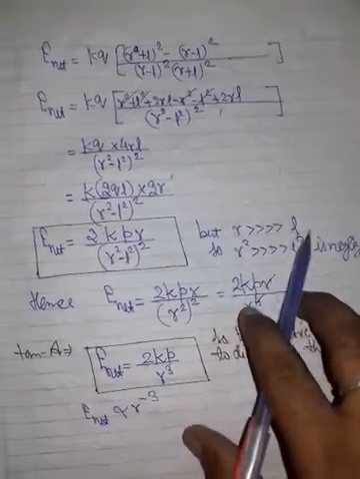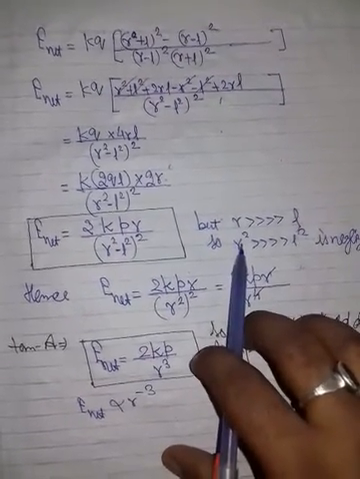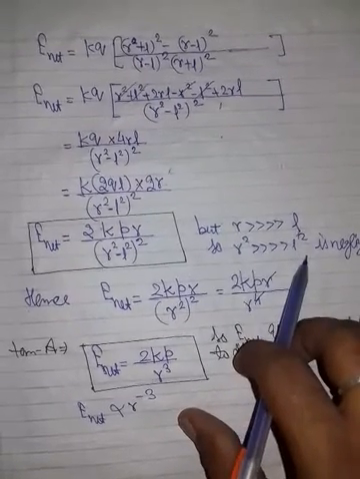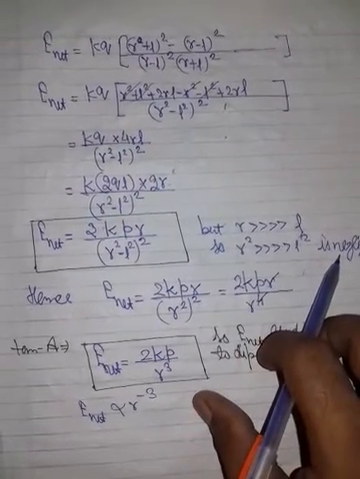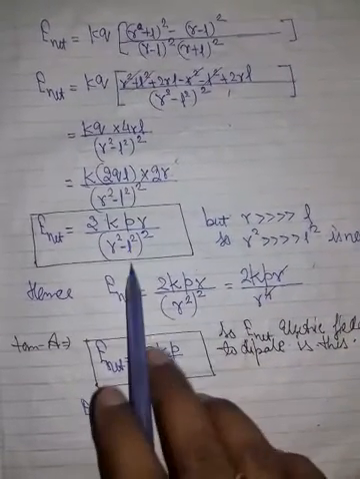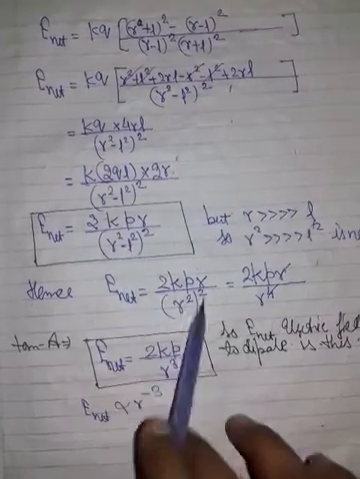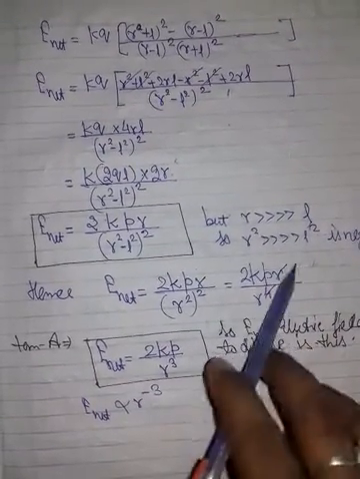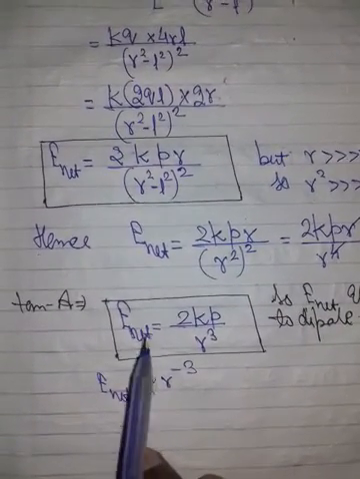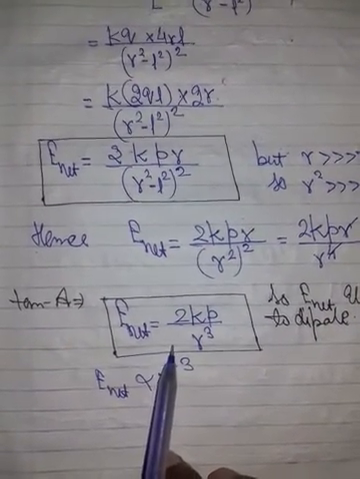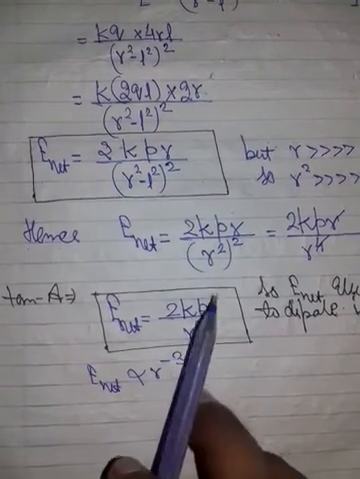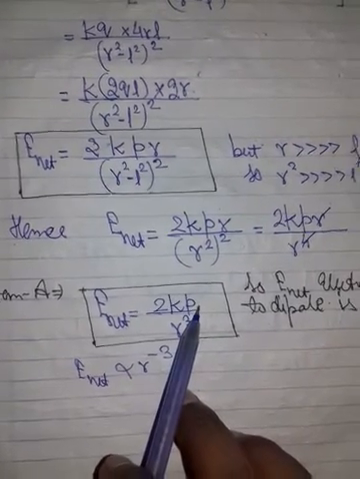Since r is very much greater than l, r square is much greater than l square, so the l square value is negligible in comparison to r square. After solving, we get the value of the electric field at the tan A position due to an electric dipole, that is 2kp upon r cube, where p is the electric dipole moment.